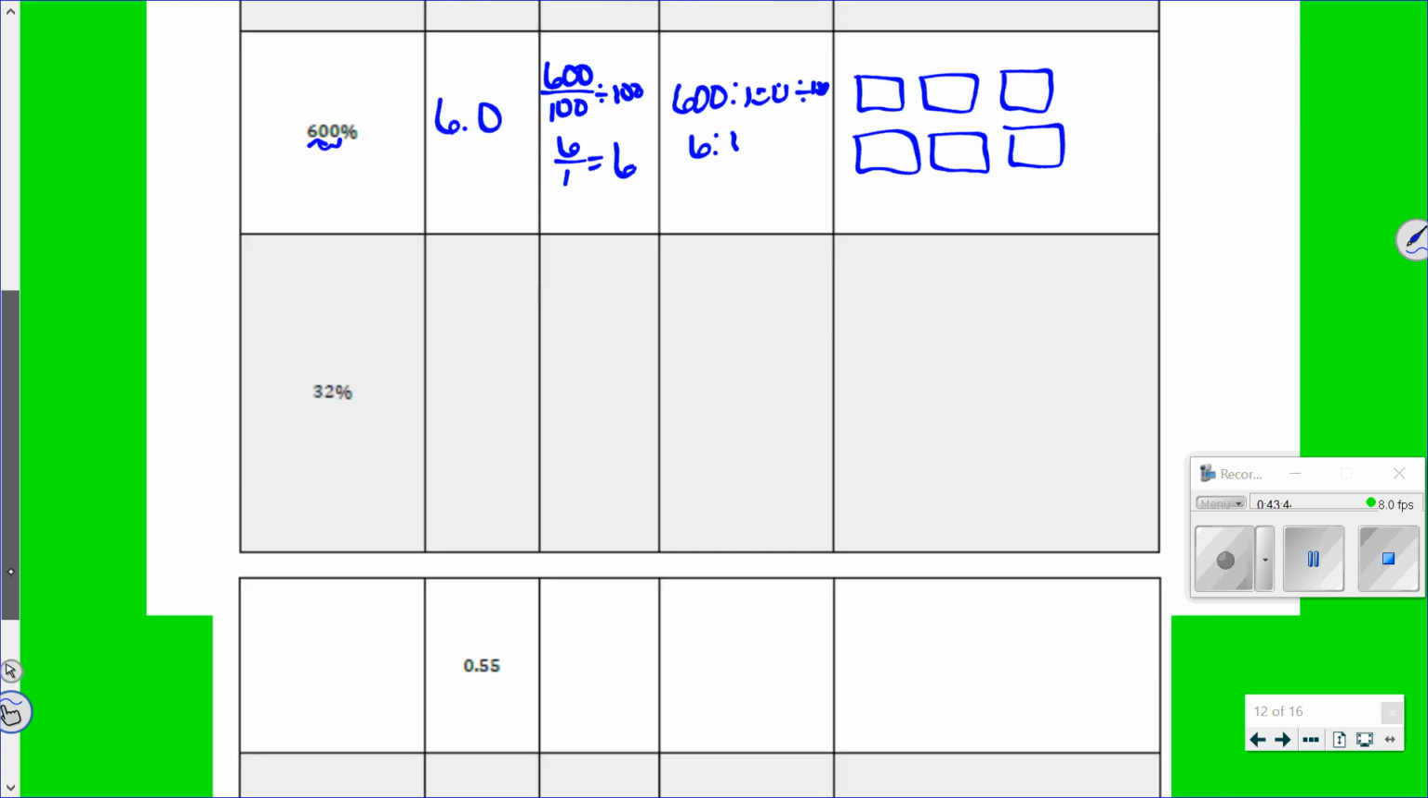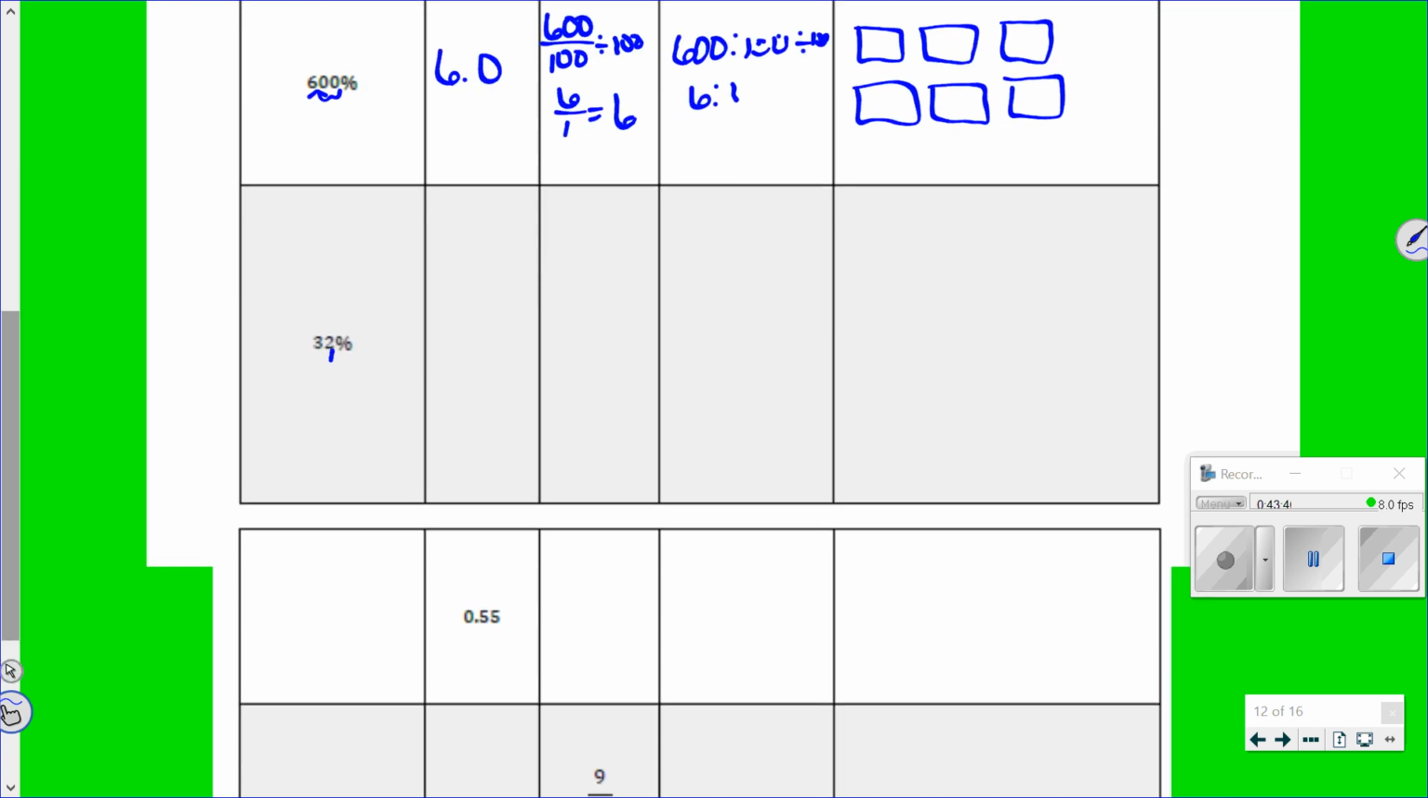Okay, 32%. Move it twice. As a decimal, that is now 32 hundredths. As a fraction, 32 over 100, I can divide them both by 4. Gives me 8 over 25. If you took 2 steps to do that, it's not an issue.